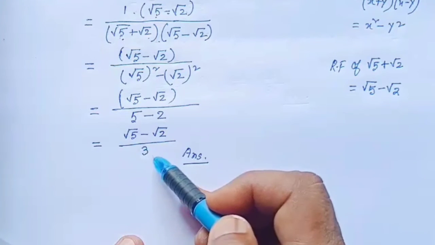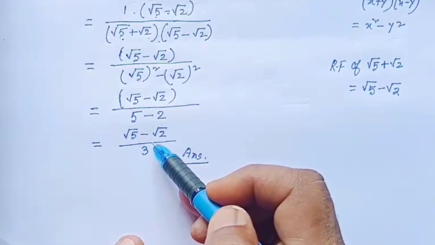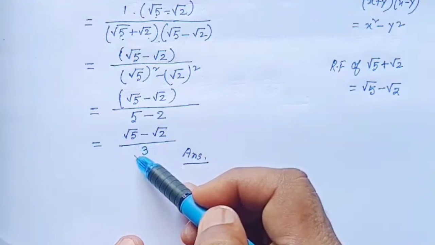Now the denominator becomes a rational number. This is called the rationalization of denominator.